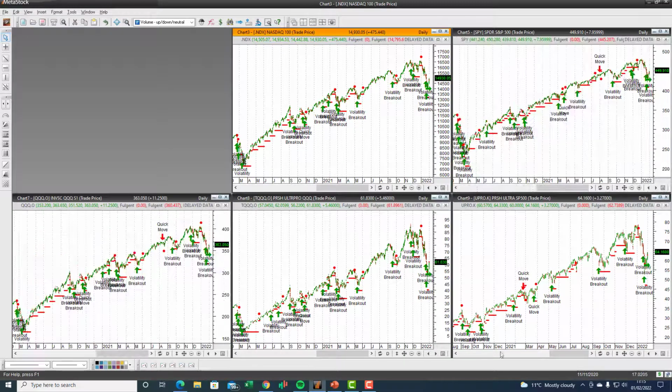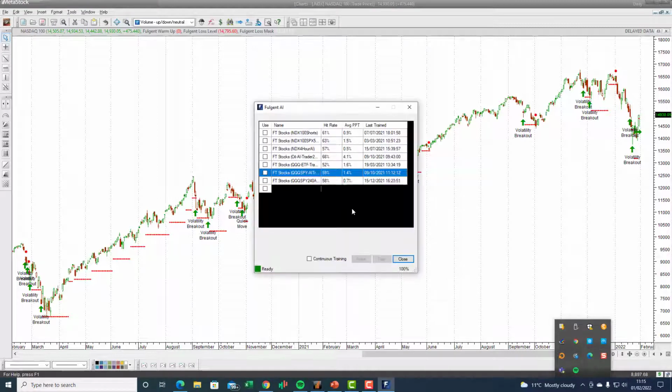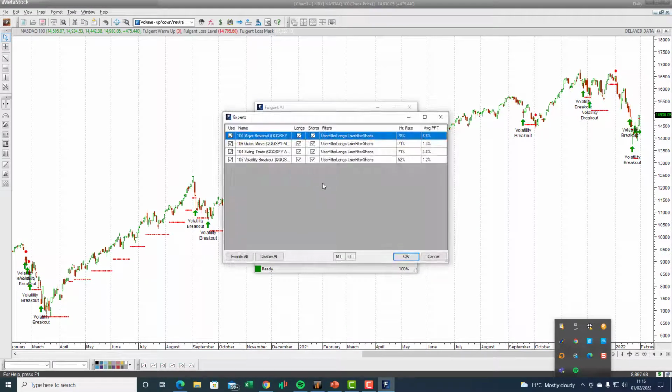Now, just to recap, the AI that we're using is trained on the QQQ and Spider ETFs. It's on average 78% accurate since the inception of these indices, but we've gone back further to test the Spider, the S&P 500 and the Nasdaq 100, so we've looked at thousands and thousands of data points.